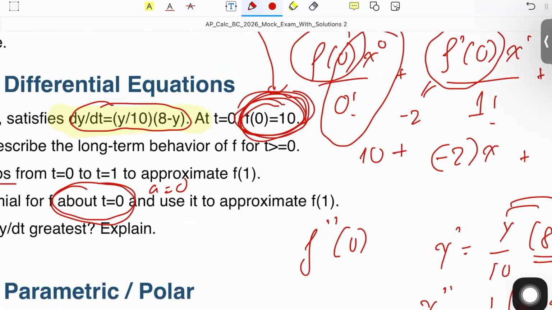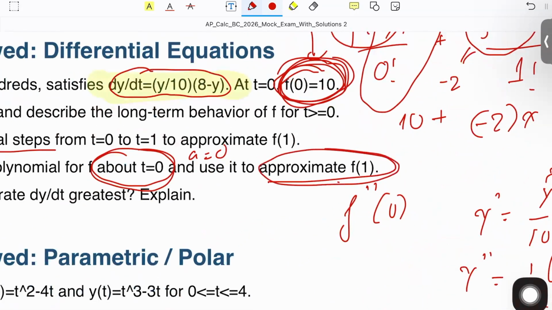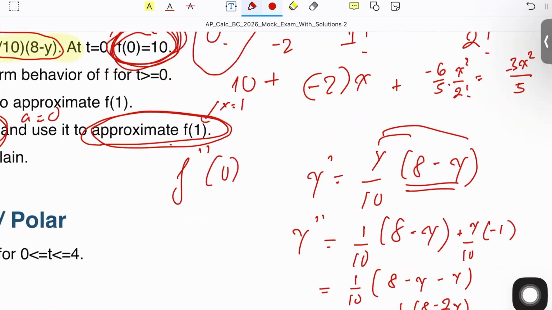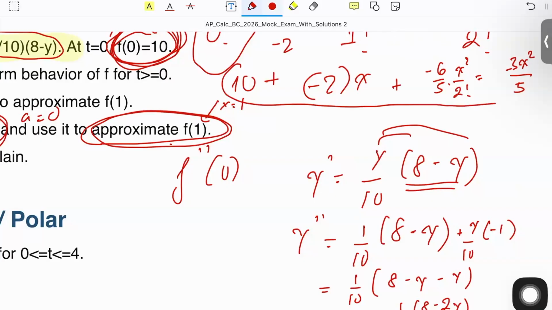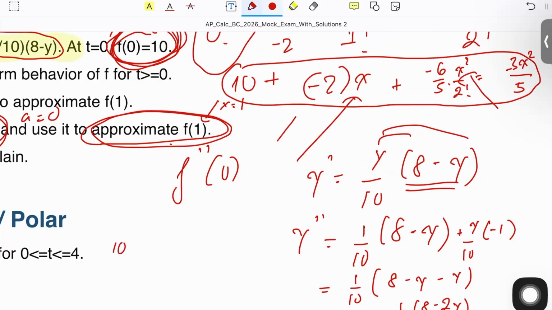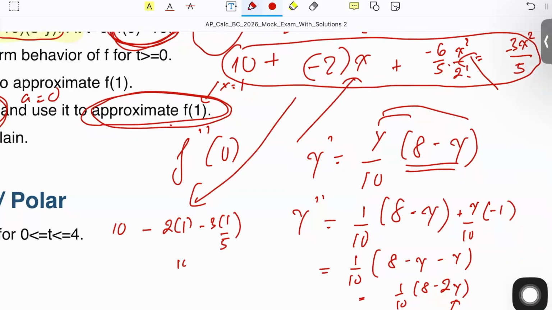Now everything here, you're going to plug it in to approximate f of 1. That means x equals 1. In this case everything is t, but you got the idea. From what we just found, I'm going to plug in x equals 1. So I have 10 minus 2 times 1 minus 3 times 1 over 5. So 10 minus 2 minus 3 over 5, equal to 8 minus 3 over 5. So that's 40 minus 3 over 5, and that's 37 over 5.